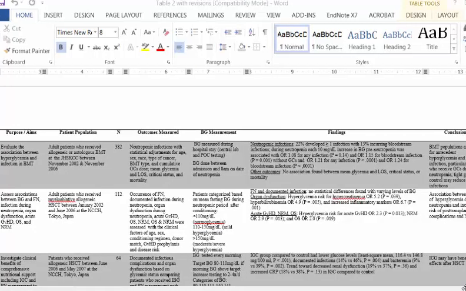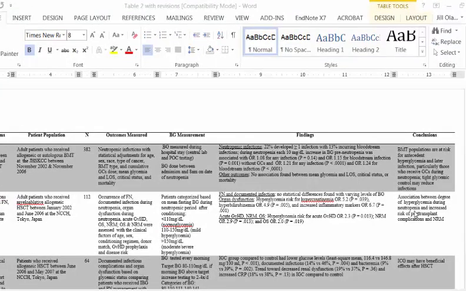Expand that so you can see a little bit more. There we go. So my conclusions here. What I ended up doing with this table, in the findings, I underlined what the outcome was that was in the findings.